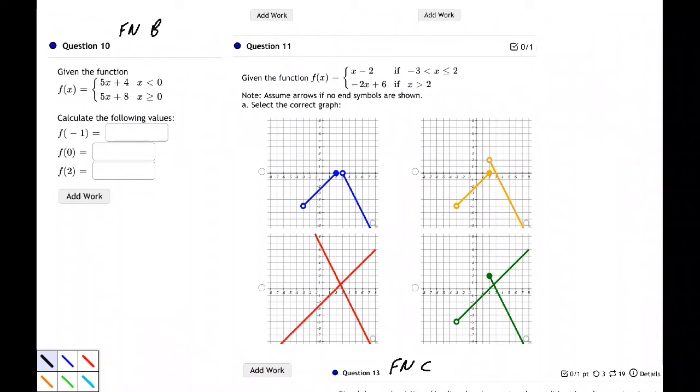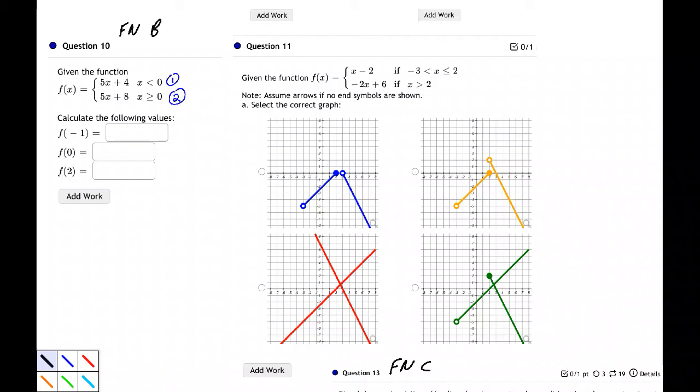So we have f of x equals 5x plus 4. There's our first branch, and that's when x is less than 0. And our second branch, 5x plus 8, when x is greater than or equal to 0. So it depends on what our input is. I like to number these. My first branch and condition here is x is less than 0, that's 5x plus 4. And the second one is when x is greater than or equal to 0, and we use 5x plus 8.